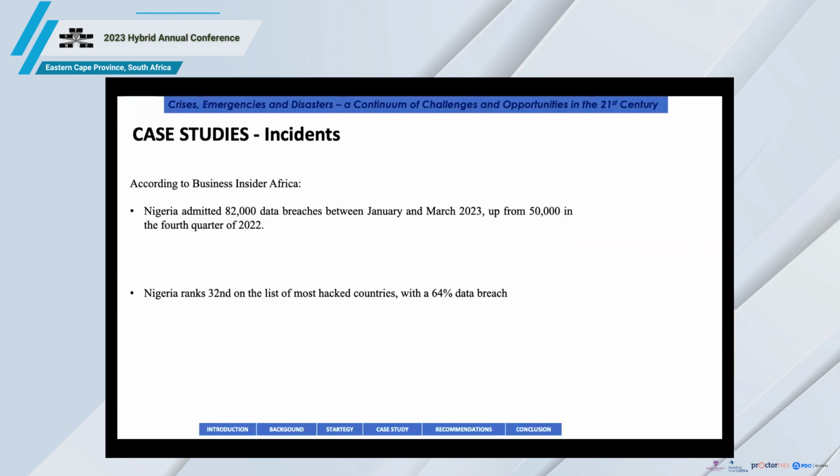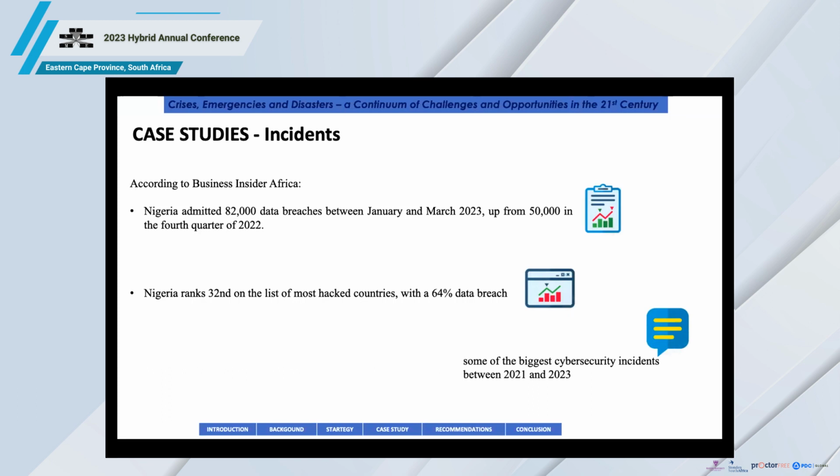Now, in terms of the case studies that we're going to look at, there are some certain incidents that are worth pointing out just briefly. So we have almost more than 82,000 data breaches from January to March in 2023, just this year, which is up quite a lot from 50,000 in the fourth quarter of 2022. In terms of ranking, we rank really, really high, about 32nd on the list of most hacked countries because of the high percentage of data breaches that we normally have, basically. So we also had some of the biggest cybersecurity incidents just in the last 2 or 3 years.